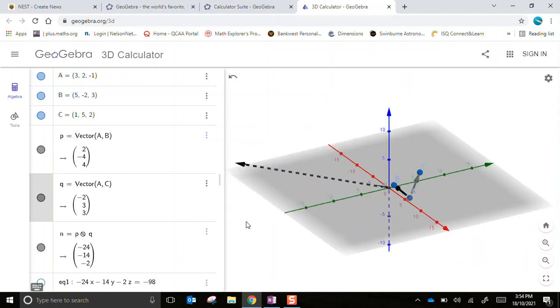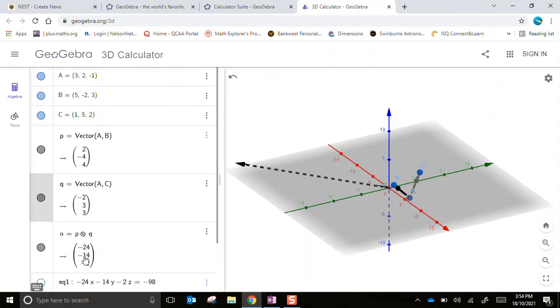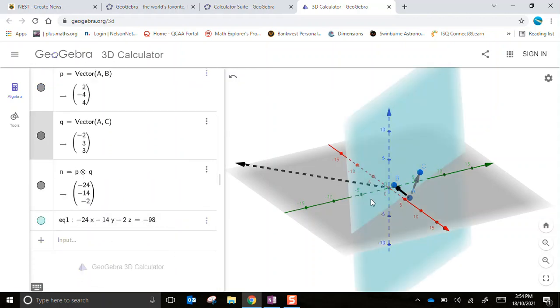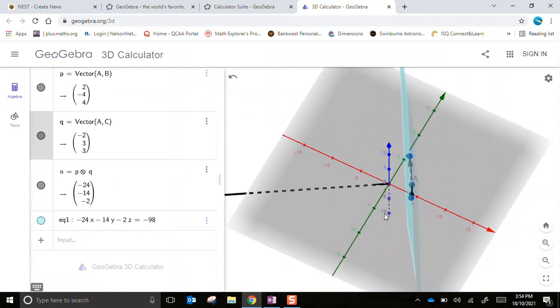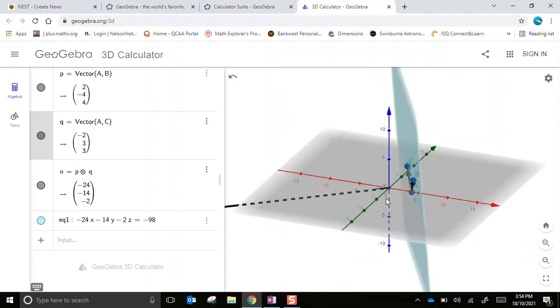And finally, I wrote my equation for the plane, there it is. Notice the coefficients for x, y and z are the same as the values in the normal. And then remember, we get the constant by taking the x component of the normal times the x value of A, then the y value for the normal times the y value, and the z value times the z value. And that's what we get. So if I draw that, there is my plane, and it certainly does contain points A, B and C. There we go. I think that's all we need to do.